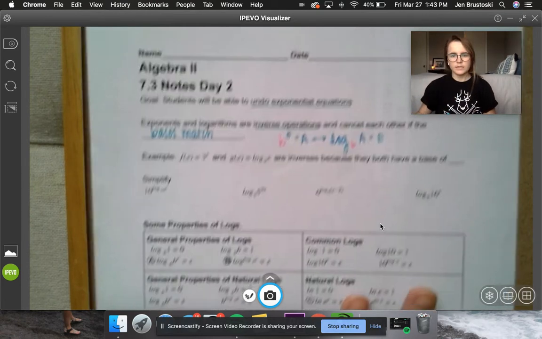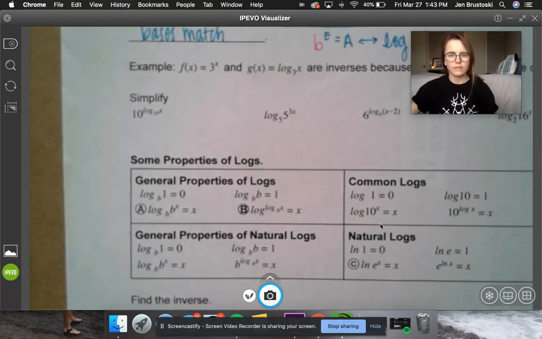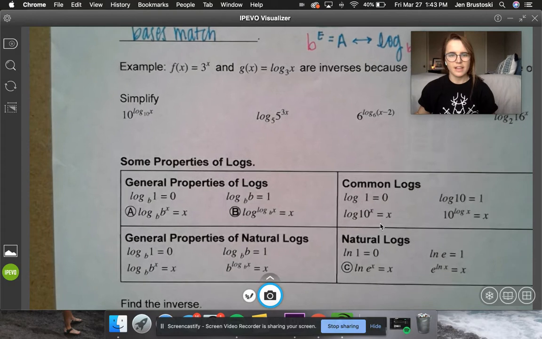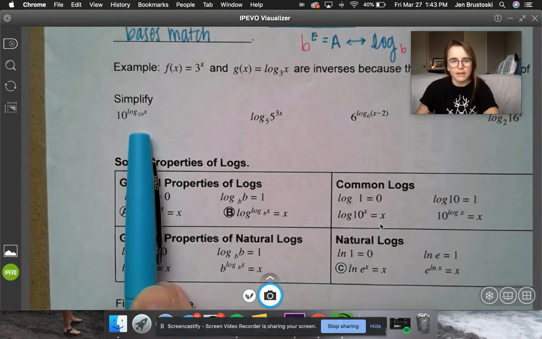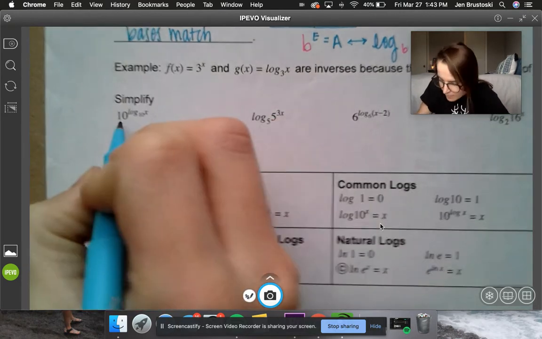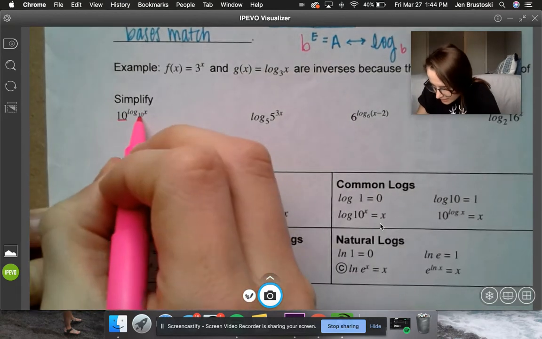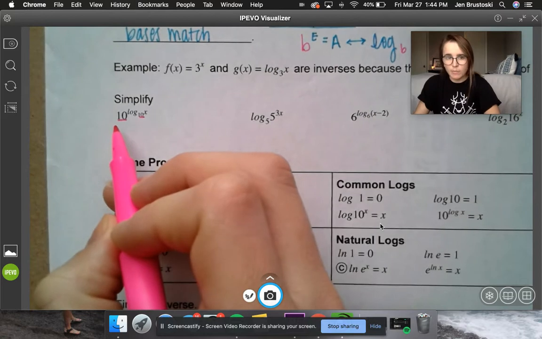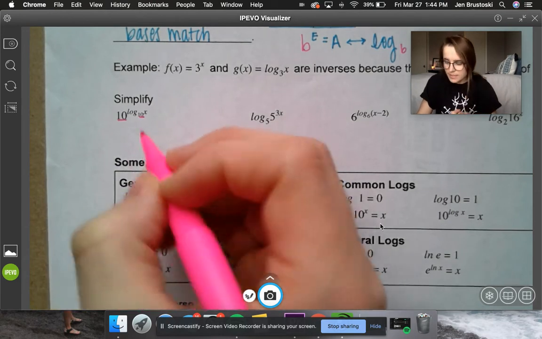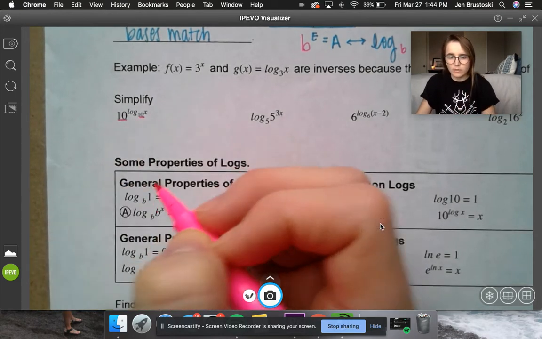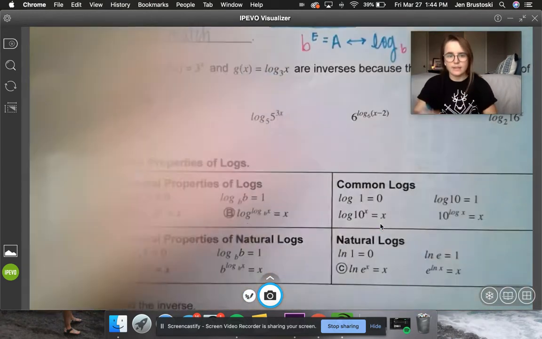As we look at this first example, I'm going to have to zoom in because that's pretty far away. Okay, so if we look here, I've got 10 to the log base 10 of x. So here I have a base of 10. We have 10 and 10. I have a base of 10 to an exponent of log base 10. So this is the exponent base and this is the log base. Because those two things match, the log goes away and we're left with just an x.